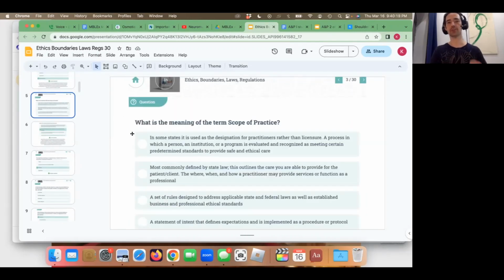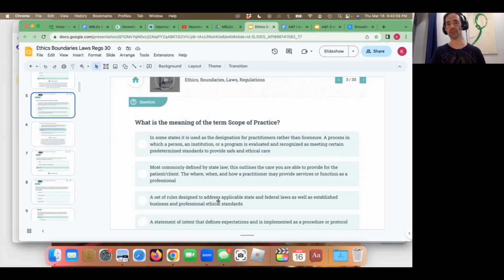What is the meaning of the term scope of practice? In some states, it is used as the designation for practitioners rather than licensure, a process in which a person, an institution, or a program is evaluated and recognized as meeting certain predeterminable standards to provide safe and ethical care. Or, most commonly defined by state law, this outlines the care you are able to provide for a patient or client, the where, when, and how a practitioner may provide services or functions as a professional.